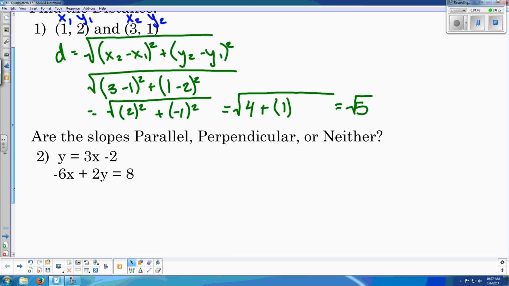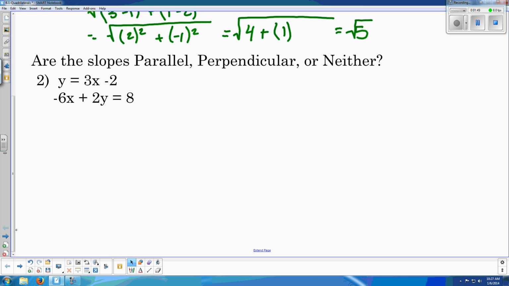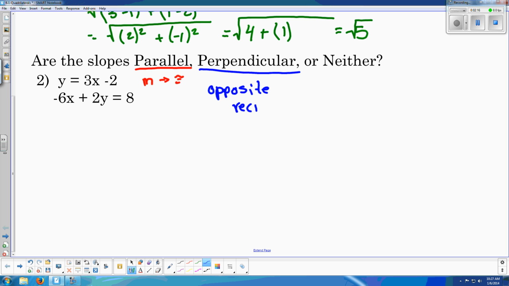Now, problem number 2. We need to figure out our slopes. So we have parallel slope. Parallel slope means what? Try to do it before I tell you. Hopefully you said the parallel slope means that the slopes, my m part of my y equals mx plus b formula, are congruent. Now, for perpendicular, it's a little bit different. For perpendicular, our slopes are the opposite reciprocals. And neither is obviously neither congruent or opposite reciprocals. Let me remind you, opposite reciprocal.